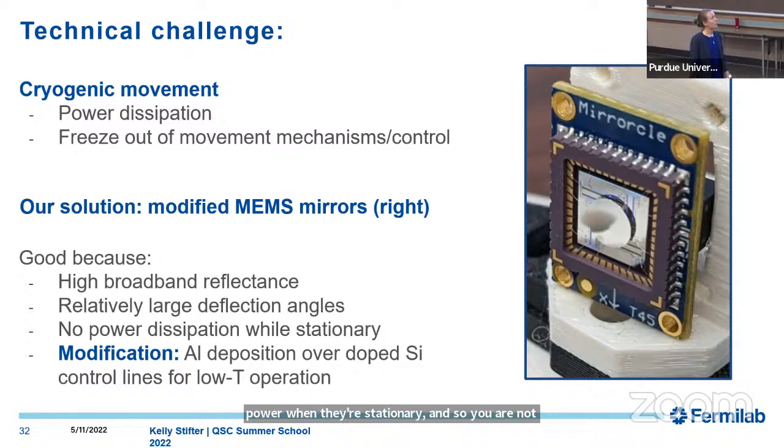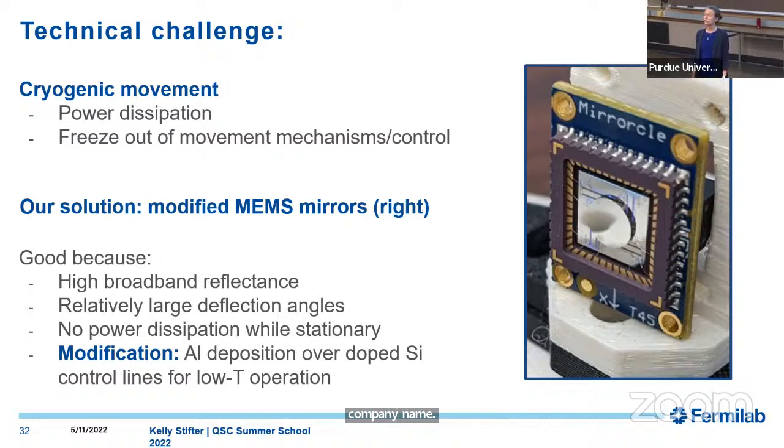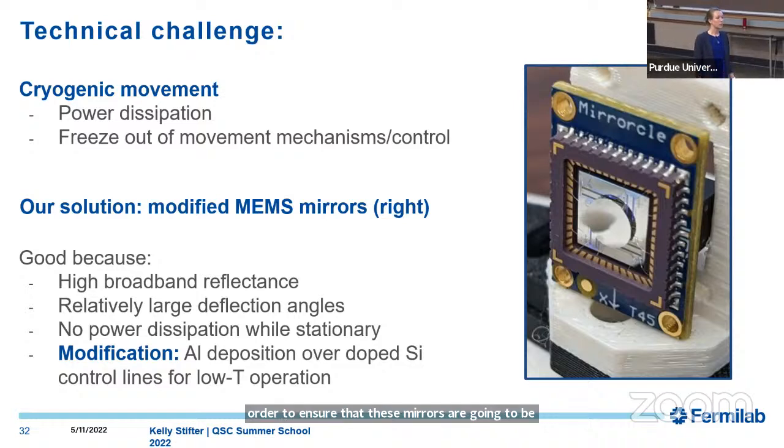We did have to work with the company. You can see the company name there is Mirrorcle. We did have to work with them in order to ensure that these mirrors are going to be functional at these very low temperatures. The original design includes doped silicon control lines that would actually freeze out at low temperatures. And so we worked with the company to deposit a layer of aluminum over those control lines so that they will work at these low temperatures.